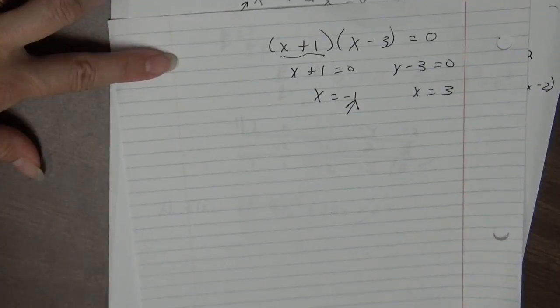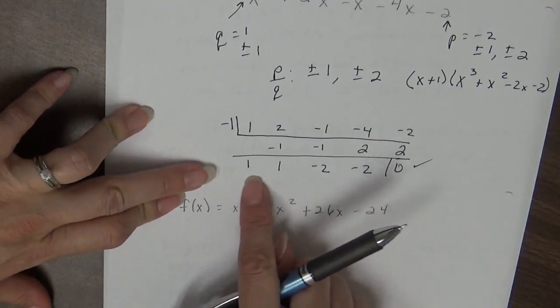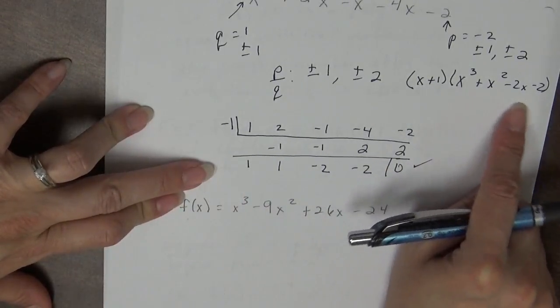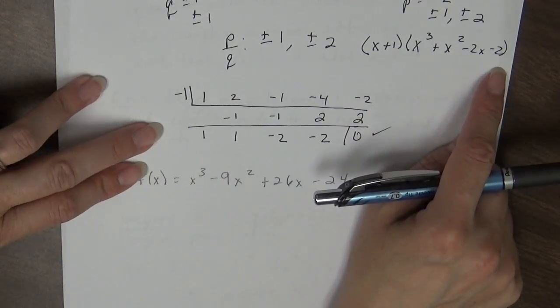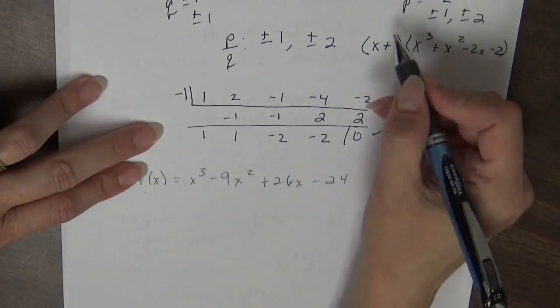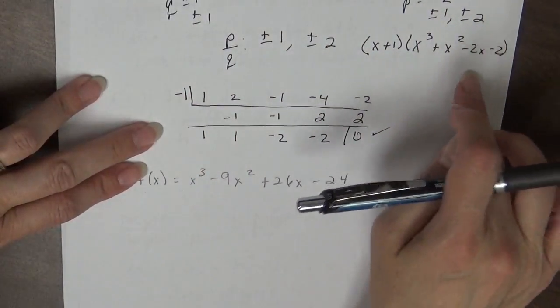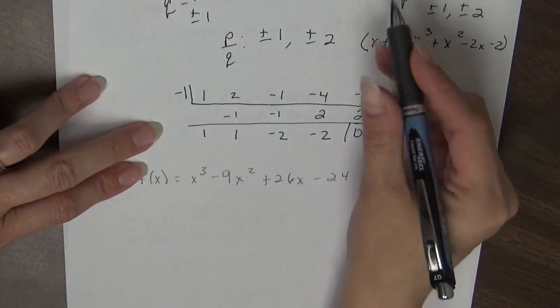So our factor is x plus 1. And then this is the remaining polynomial that we need to continue to factor. Now this has 4 terms, so I would want to try the grouping method on this piece of it. Or if you wanted to, you could look for another number that would divide into this. But I'm going to go to the grouping method.